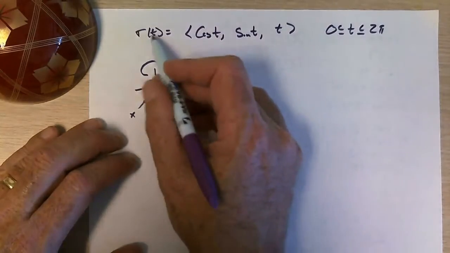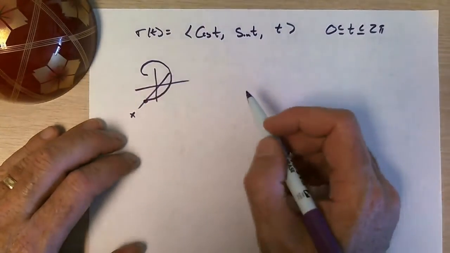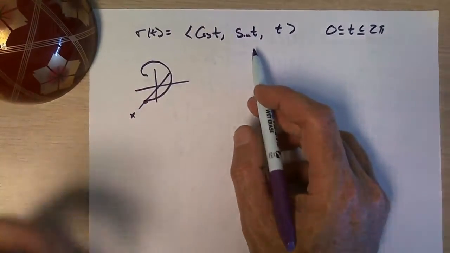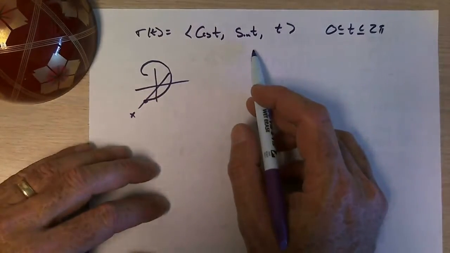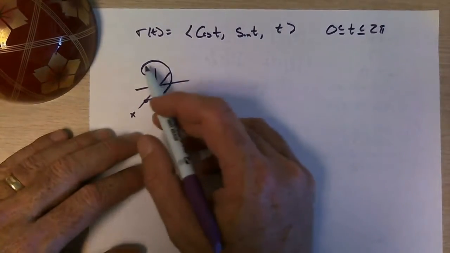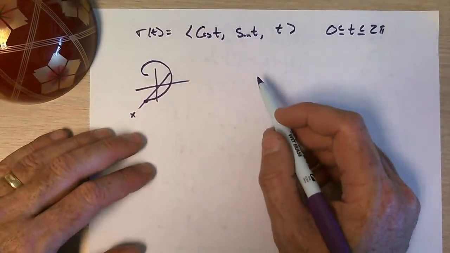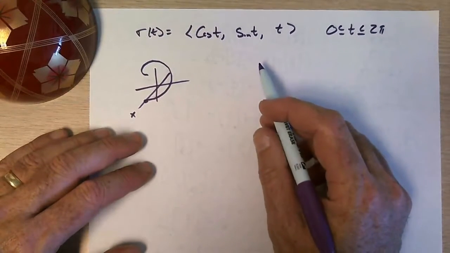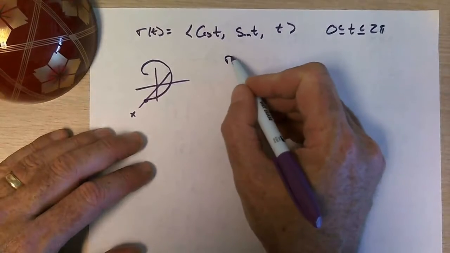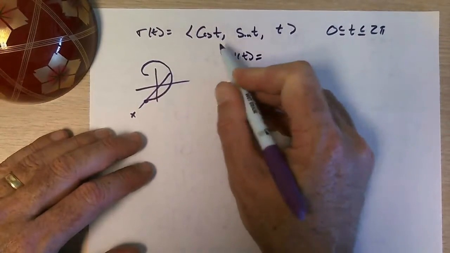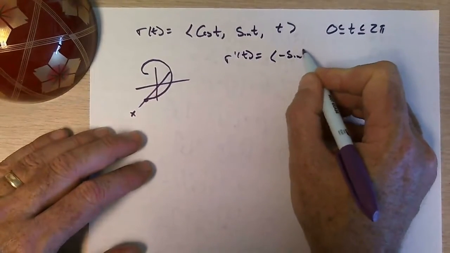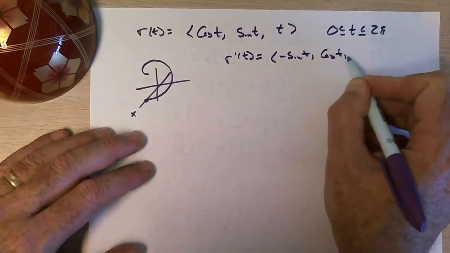This would continue going around and up like a spring. Some people say spiral. It's not a spiral. It's a helix. Spirals are planar. Helixes are not planar. Anyway, look at r prime. The derivative here would be minus sine t, cos t, 1.